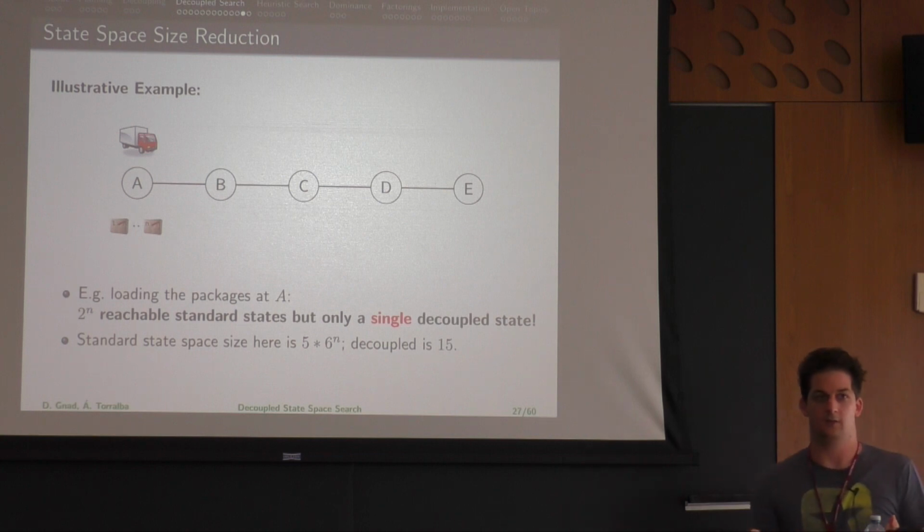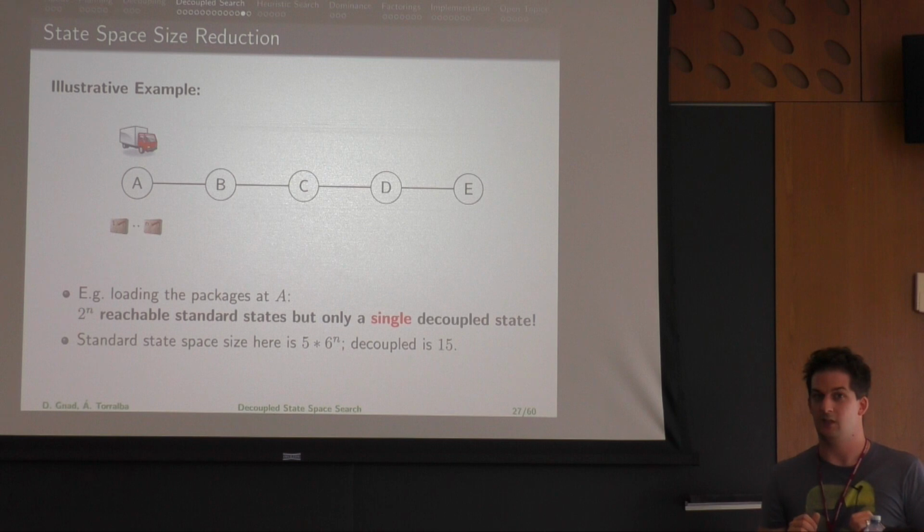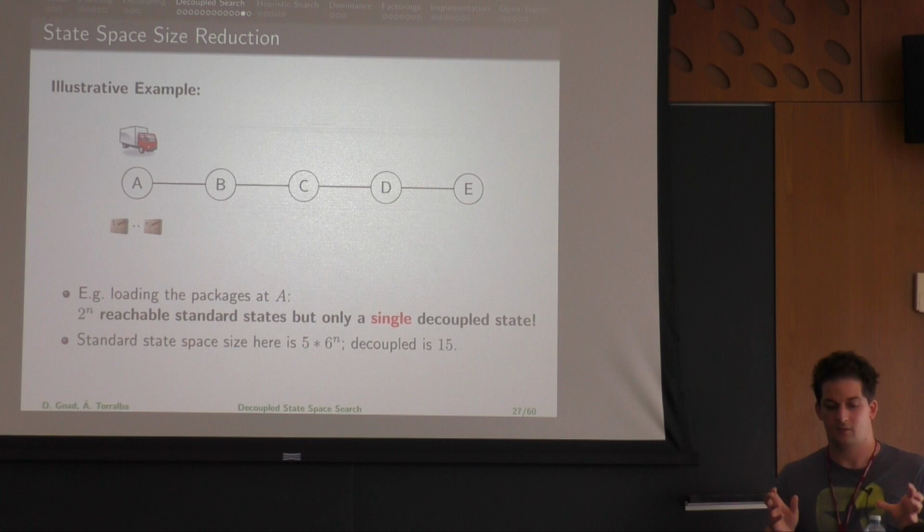The overall size of the state space of this example is 15 for decoupled search, and it's 5 times 6 to the n for explicit search. So as you see, the decoupled state space size does not even depend on the number of packages. It is just all compressed into one decoupled state.